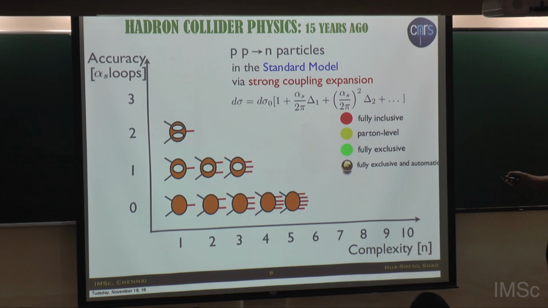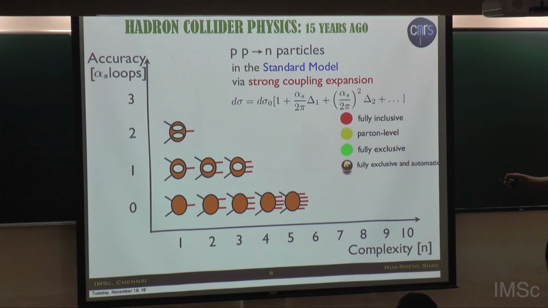There are different levels of predictions. Even if you have calculated something, the calculation could be at a different level. Fully inclusive usually means you integrate over all of the final states, so it's only the total cross section, not allowing you to give differential distributions. Parton level means you can have differential distributions, but not at particle level, not having the hadronizations and so on, right? And fully exclusive, of course, means you match to the parton shower and have the hadronizations, so everything is at particle level.